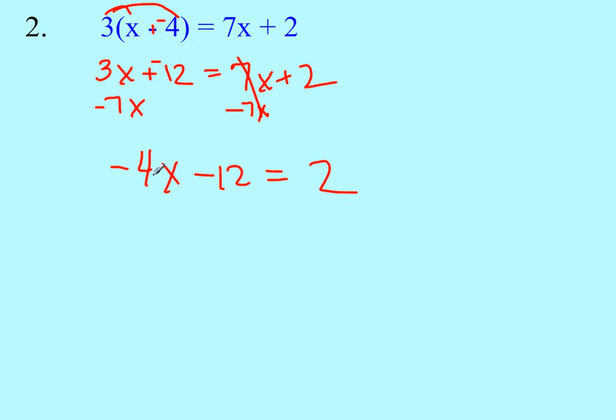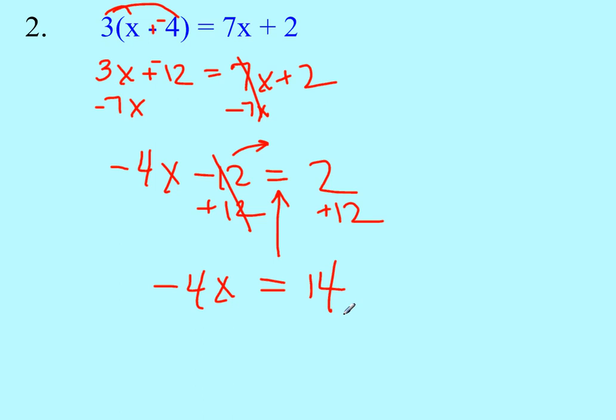Now because I moved the x's to the left side, I need to move the numbers to the right side. So I'm going to go plus 12 because it's subtracting 12. So to undo that, I'm going to add 12 to both sides. Both sides meaning both sides of the equal sign, once to the left, once to the right. So rewriting, I have negative 4x equals 14.